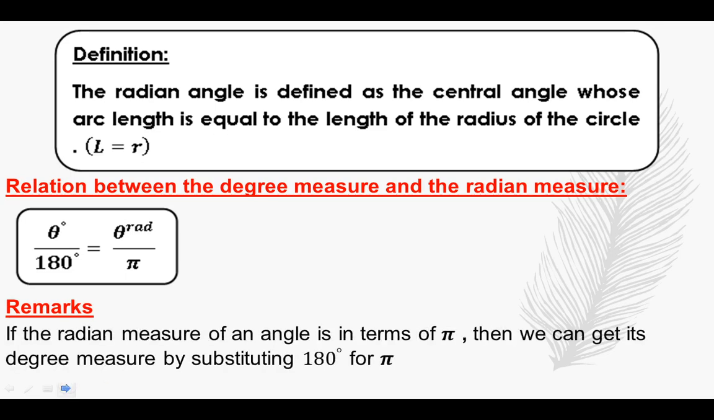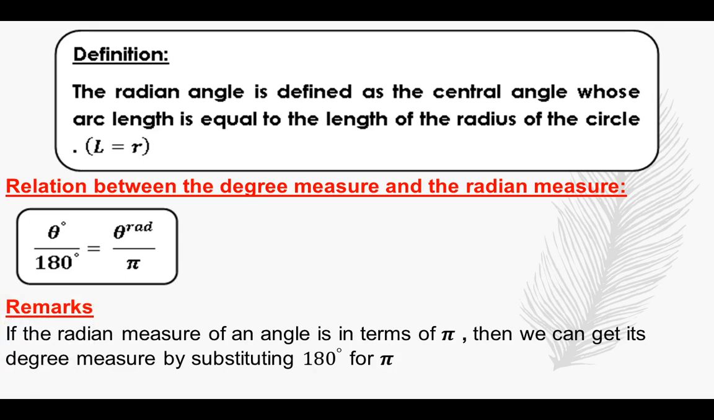If the radian measure of an angle is in terms of pi, then we can get its degree measure by substituting 180 degrees for pi. I will give you some examples. Let's take some examples.